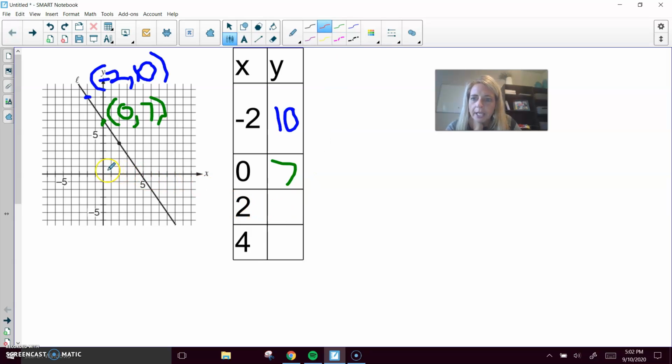Let's go to 2 on our x-axis. Go over to 2, travel up to our line. The coordinates of that point, 1, 2, 3, 4, are 2, comma 4. And last but not least, when x is 4, the point is 4, comma 1.